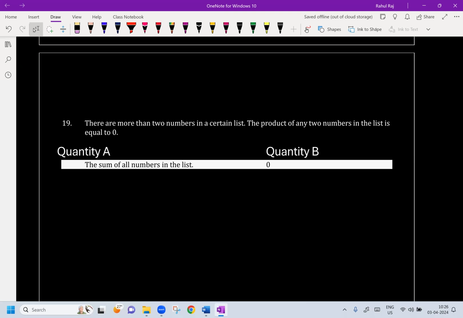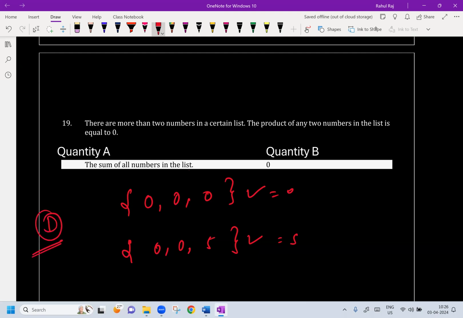But we can have two conditions. One condition could be 0, 0, 0, 0. Another condition could be 0, 0, 5. Any number you take doesn't matter at all. The product of any two numbers in the list is 0. They're asking you the sum of all the numbers in the list. Here it is 0, so in this case the answer is C, but here it is 5, in this case the answer is D. So the answer is D.